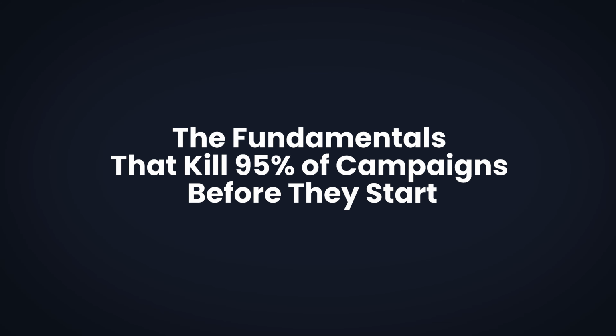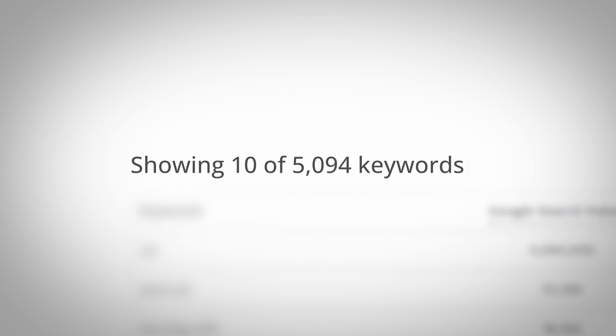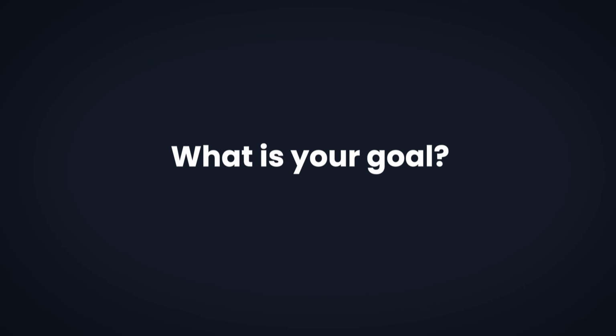And this is where 95% of people actually mess up from day one. People with $1,000, $2,000 a month budget trying to target 5,000 different keywords. Guys, it makes zero sense doing this, especially with how Google Ads is operating today. Automation, smart bidding. Here's what you need to ask yourself. What is your goal and what's your budget?